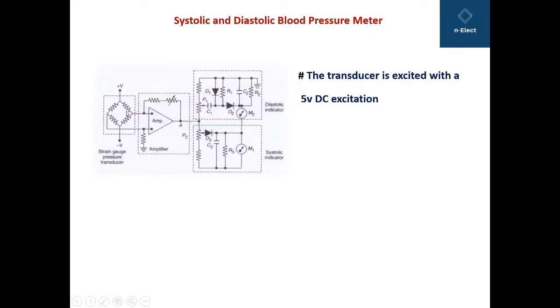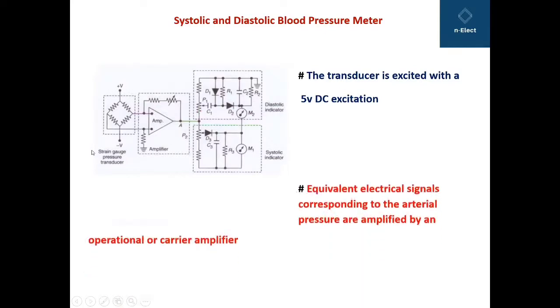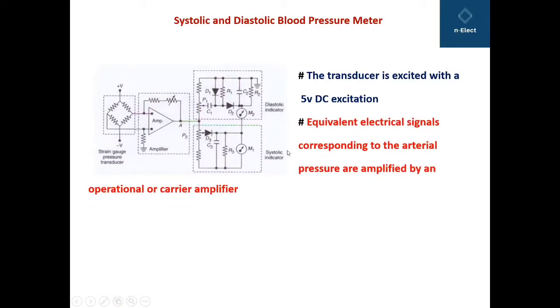Here you can see a bridge circuit where one arm of the bridge is a strain gauge pressure transducer, which actually feels the pressure from the blood pressure directly and makes this bridge imbalanced. Moving on to the working of this circuit, the transducer is excited with 5 volts DC excitation. The equivalent electrical signal to the blood pressure, corresponding to the arterial pressure, is amplified by the operational or carrier amplifier, which is shown here.